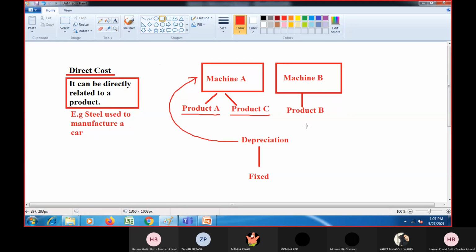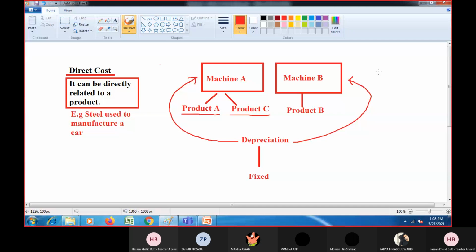Okay, but if I talk about the depreciation of machine B, now whatever loss in the value that is occurring in machine B, right? Machine पहले, let's say it was of 40,000, now it is of 30,000. Because it is being used, the span of the useful life of the machine is reducing. So that depreciation can directly be related to product C, right?